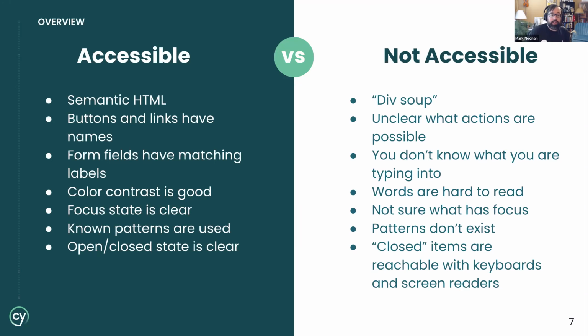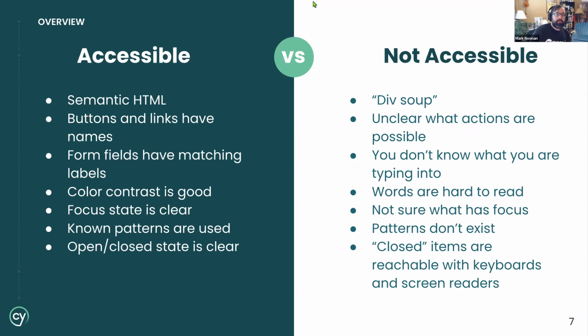In accessible applications, buttons and links all have names, even if you can't see them. They all have names that are unique and appropriate. In an inaccessible version of that, it's unclear what actions are possible. This might be because all the buttons look the same, have the same icon. That would be pretty bad. Or they look different, but they have no label that's accessible to a screen reader or something.